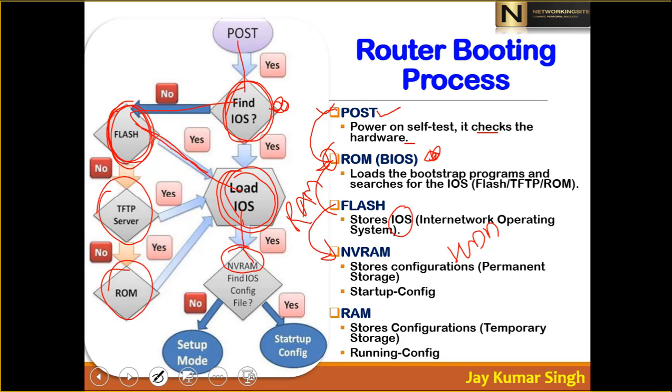Here it will check where the configuration file is. It will say okay, the configuration file is stored in NVRAM. Then it will boot from NVRAM, and go to startup config. But if the router is new, do you think the configuration file will be there? No. Then it will go to RAM and boot in setup mode. Okay, so we have to verify this. Let's verify it.